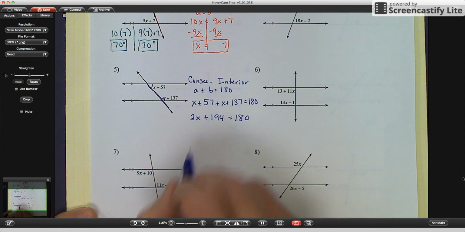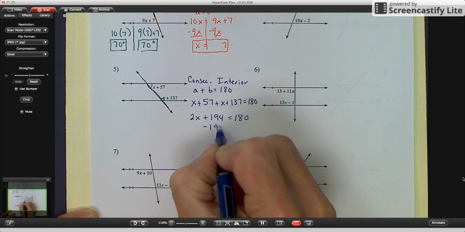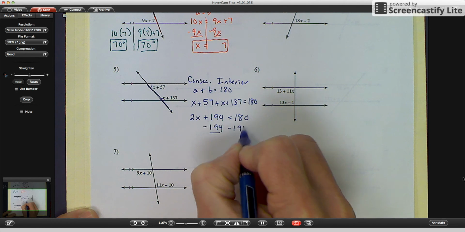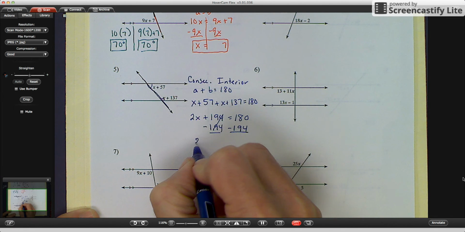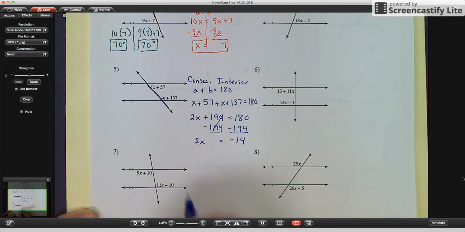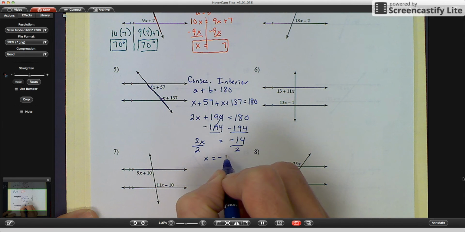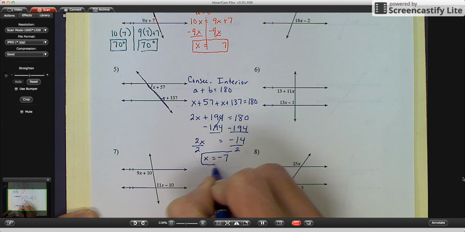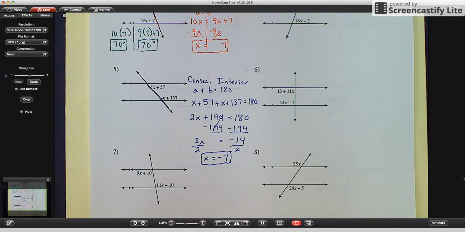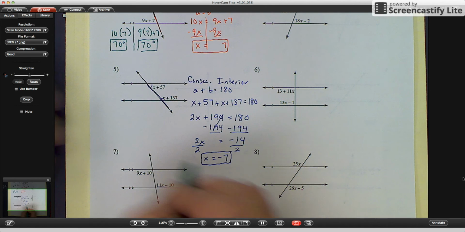So now we have this equation, 2 more steps and we're done. We're going to subtract 194 from both sides. They cancel here. You get 2x is equal to a negative 14. Divide by 2, x equals negative 7. Remember, it's okay to have a negative value for x, but you can't have a negative value for what we do with our angles. So let's go over and see if the negative value works for us.